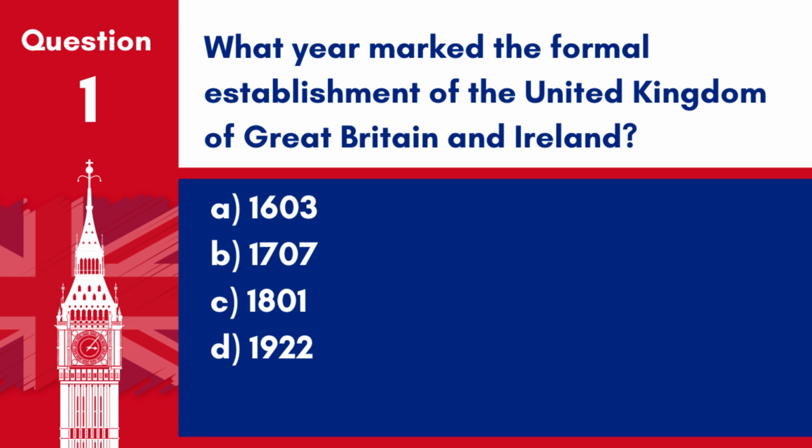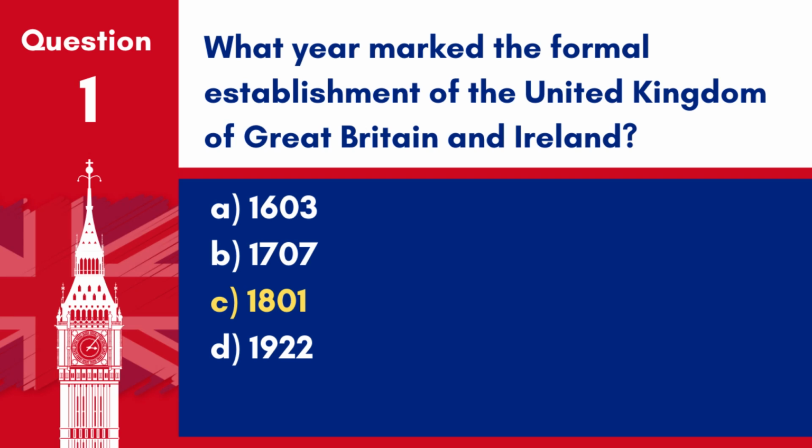Question 1. What year marked the formal establishment of the United Kingdom of Great Britain and Ireland? A. 1603, B. 1707, C. 1801, D. 1922. Answer: C. 1801. The United Kingdom of Great Britain and Ireland was formally established in 1801, uniting the kingdoms of Great Britain and Ireland.